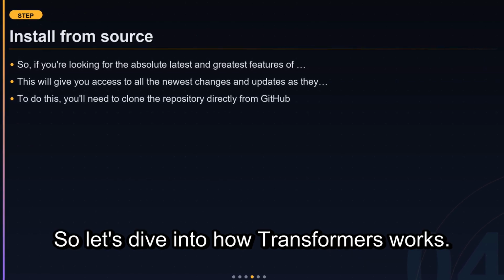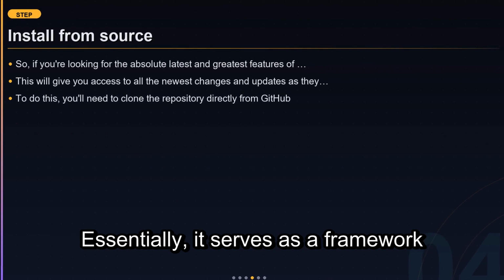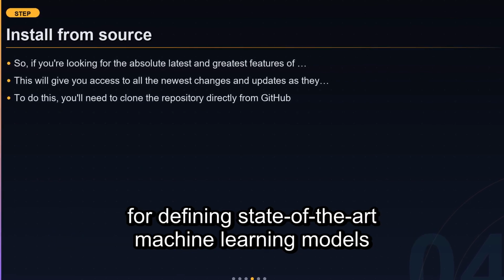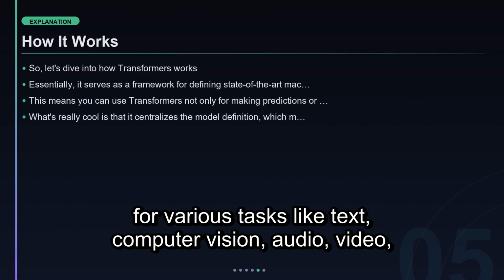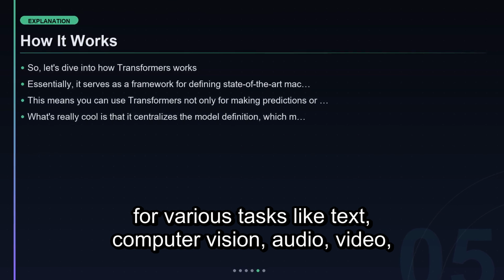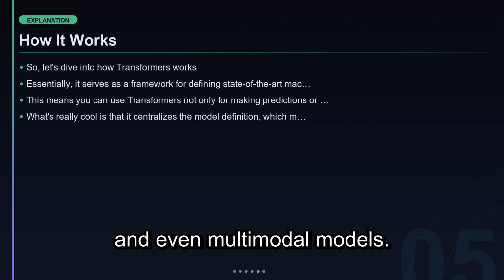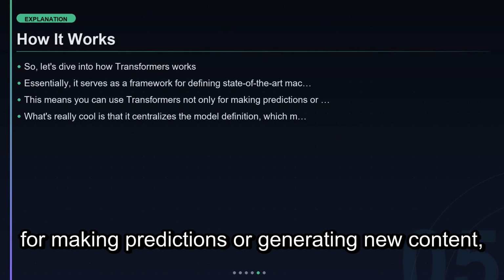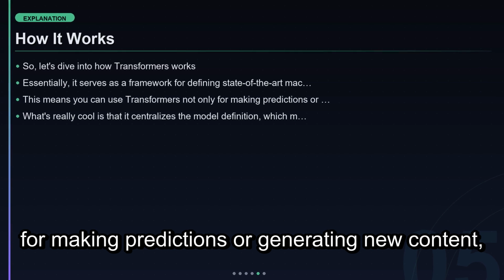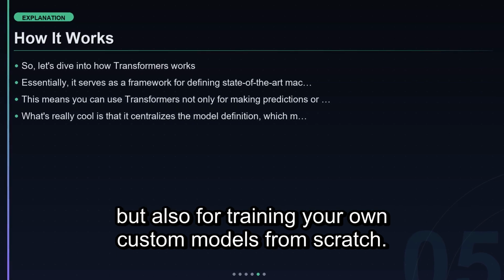So, let's dive into how Transformers works. Essentially, it serves as a framework for defining state-of-the-art machine learning models for various tasks like text, computer vision, audio, video, and even multimodal models. This means you can use Transformers not only for making predictions or generating new content, but also for training your own custom models from scratch.